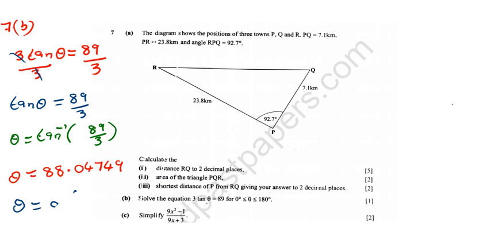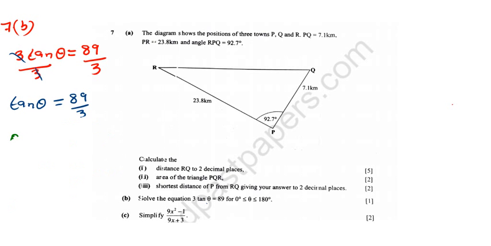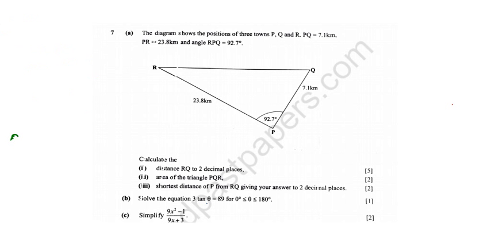So our last part, we want to simplify. When we talk of simplifying, we want you to reduce the figures which have been given. So that is our 7c. In our 7c, we wanted to simplify 9x squared minus 1 over 9x plus 3.